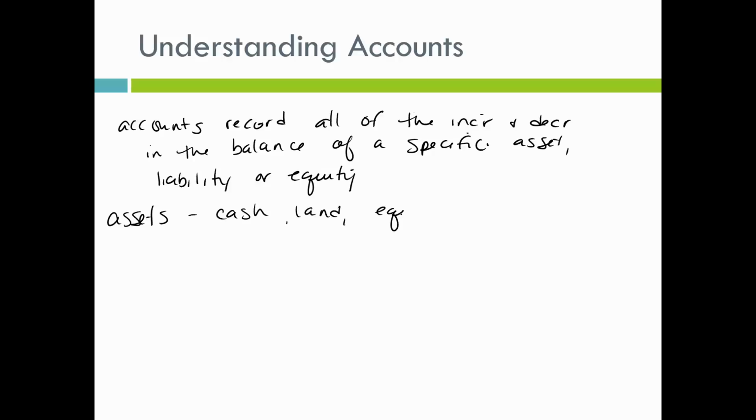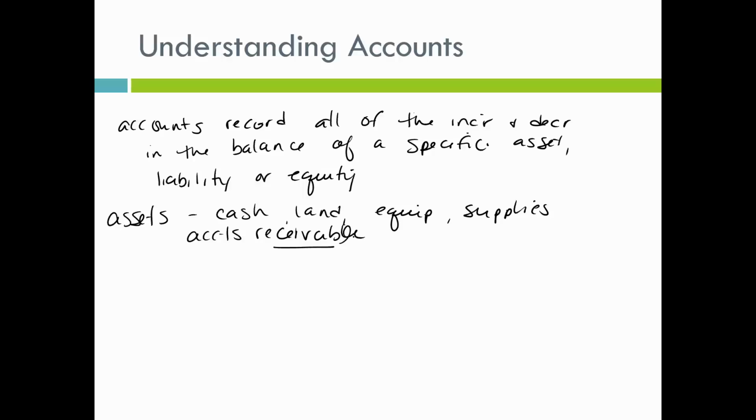So examples of asset accounts that we've talked about: cash, land, equipment, buildings, supplies, anything that we own. Also anything with receivable in the name. That means that's cash that we are going to receive. So accounts receivable. Sometimes you might see interest receivable, but anything with receivable in the name is an asset.